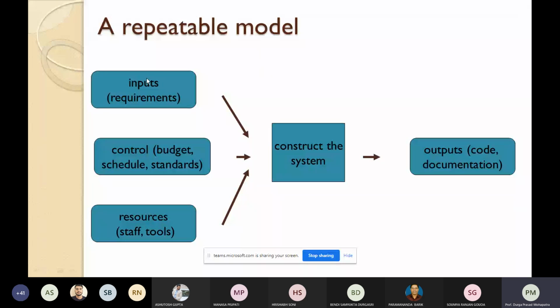For level 2, the model will look like this. You have to take the inputs. The inputs could be the requirements, various control strategies like tracking the budget, schedule, and standards, etc., and different resources. Based on that, you construct the system model. Then what output will you get? The code or the documented code.